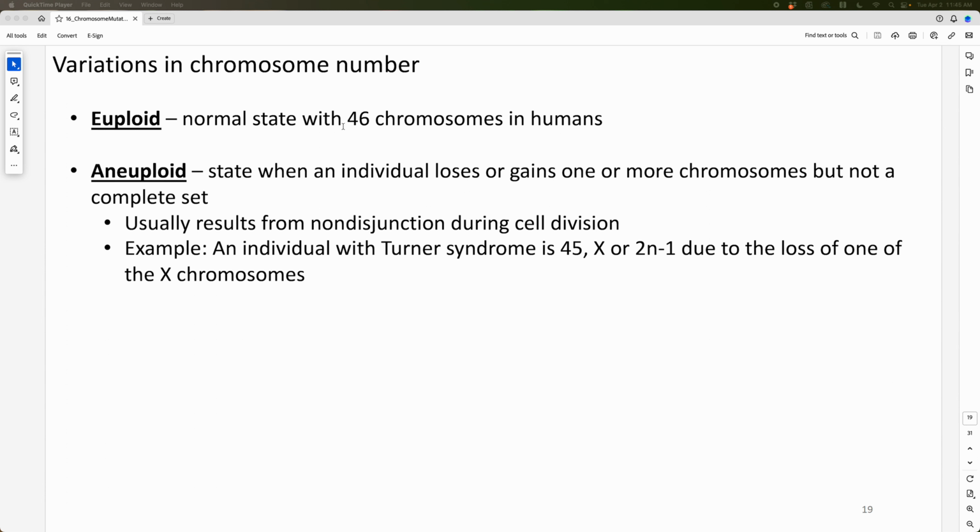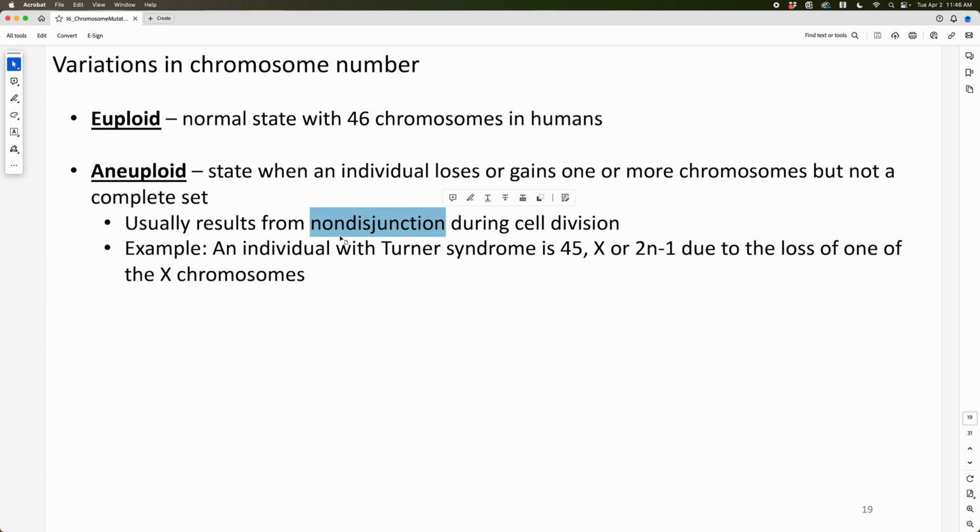An aneuploid individual is in a state where the individual loses or gains one or more individual chromosomes, but not the complete set. So in contrast to polyploidy, where we have a complete additional copy of all of the homologous chromosomes, an aneuploid is a case where 1 or 2 or a small number of chromosomes are different from the wild type euploid state. Aneuploids typically result from non-disjunction events that occur during cell division. So non-disjunction is a process that we'll talk about in a little more detail in a couple of slides.